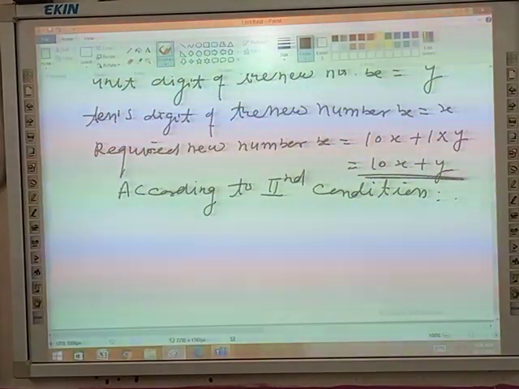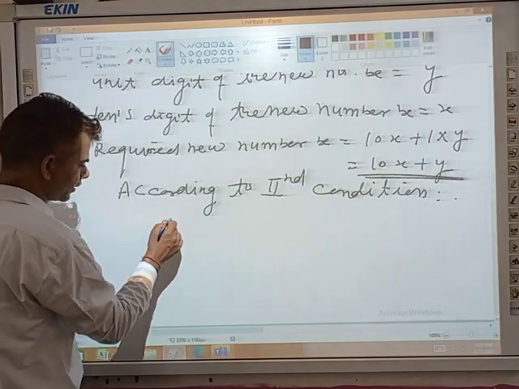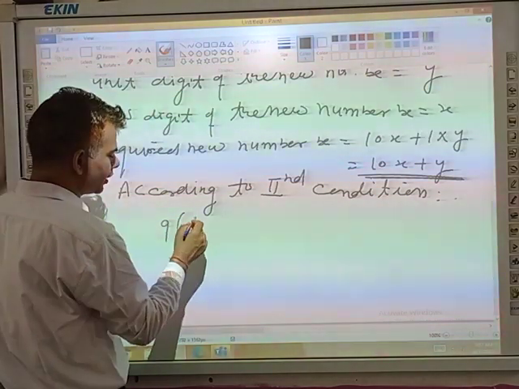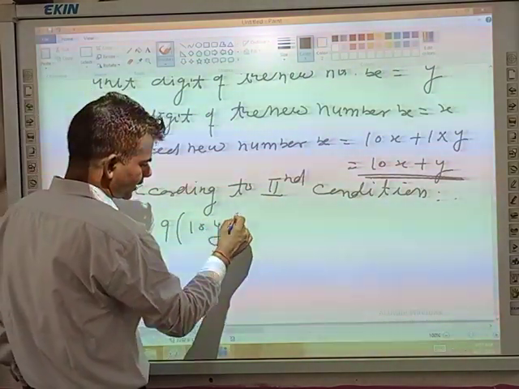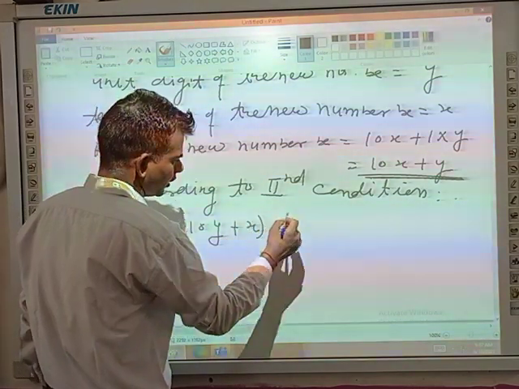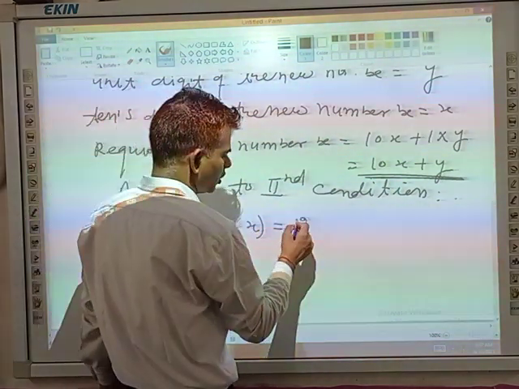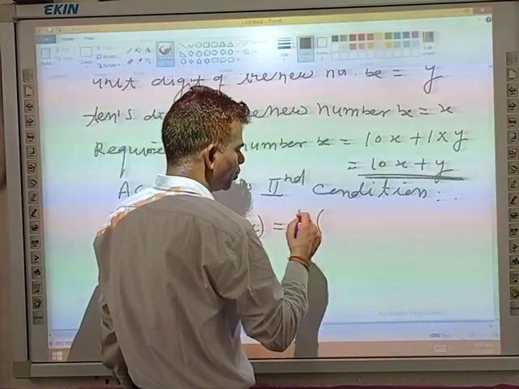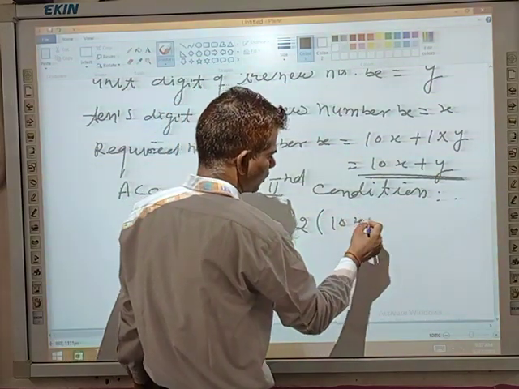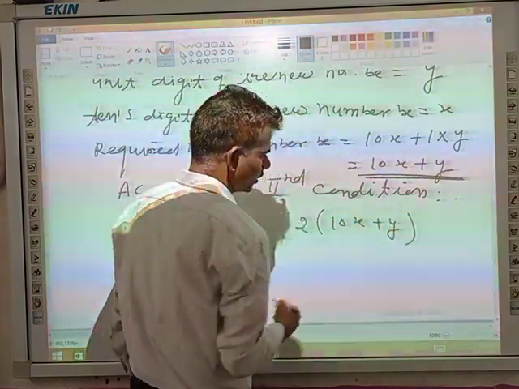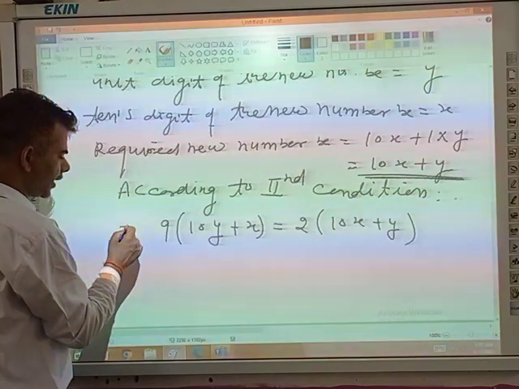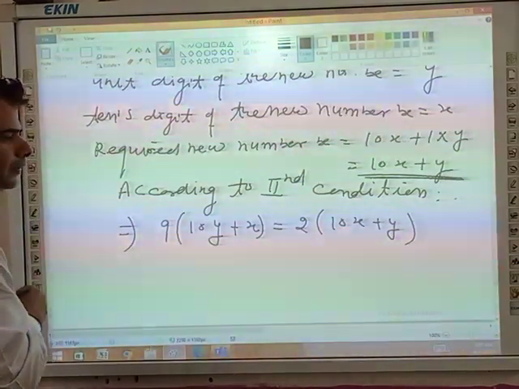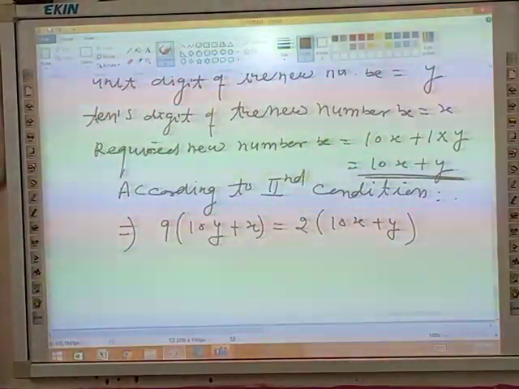Read the question properly. 9 times the original number, that is 10y plus x, is equal to twice the new required number, 10x plus y. Students, any doubt, any problem in this concept?